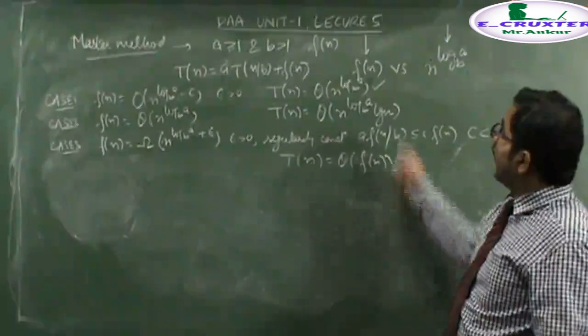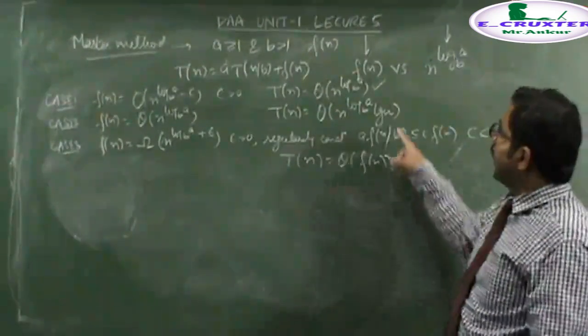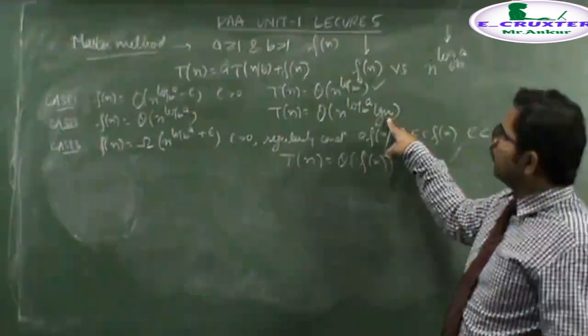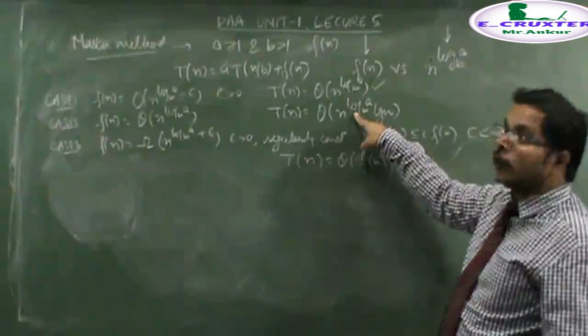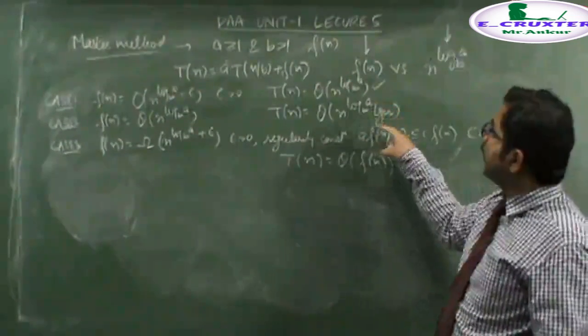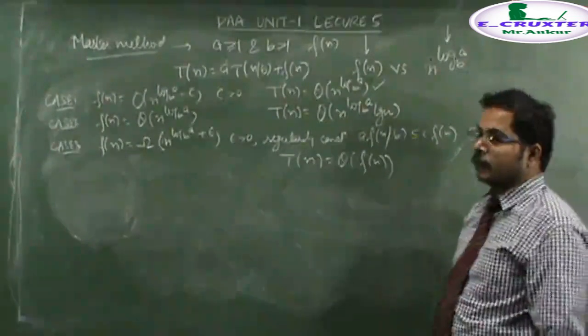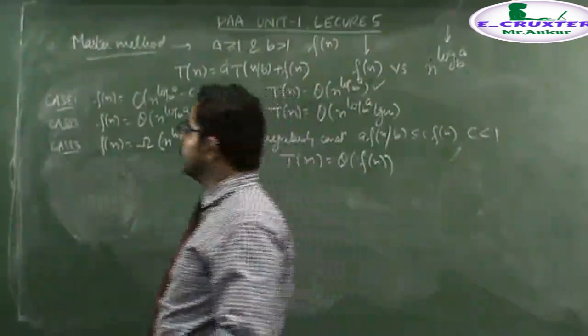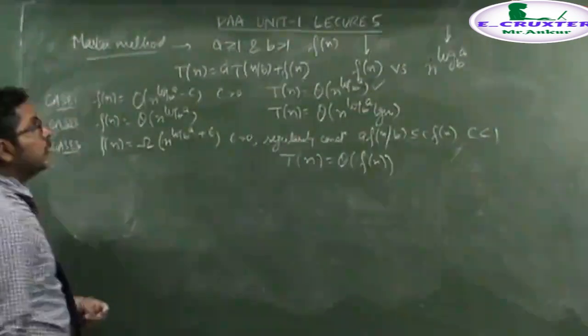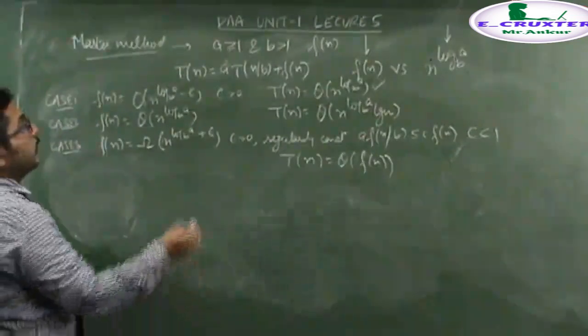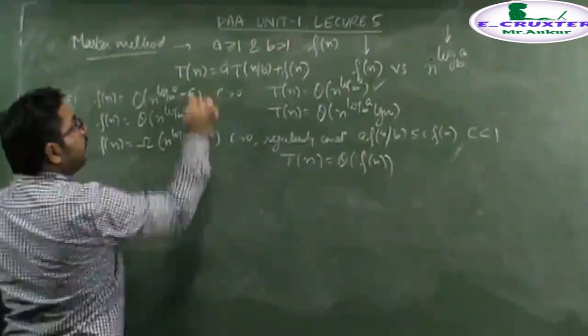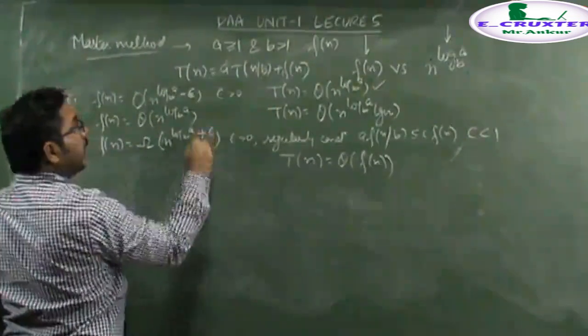In the second case, as both have the same growth rate, we multiply by another term: either use n raised to log a base b or f(n), multiply it by log n, and this is the answer. This is a simple theorem through which we are calculating the answer. But just remember that we are subtracting epsilon here and adding epsilon here.